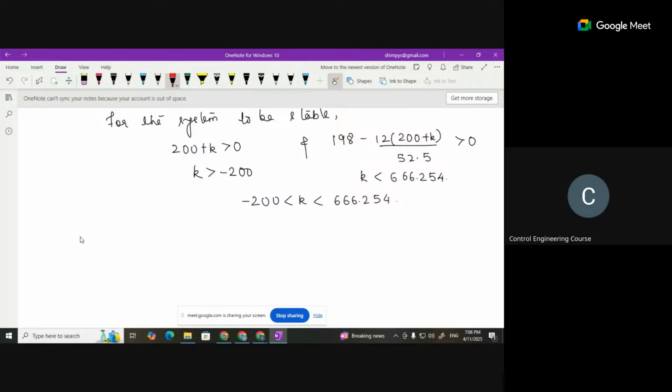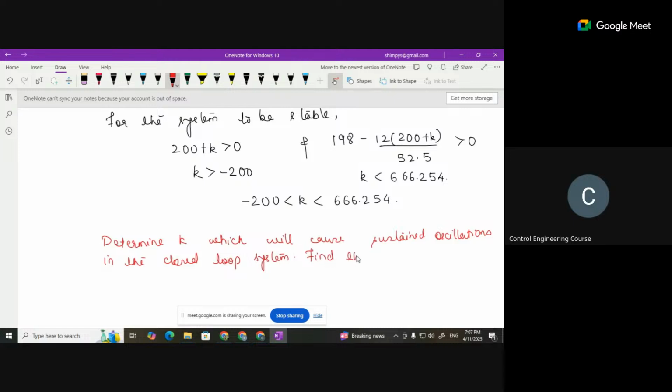For the same problem, the subpart is: you have to determine k which will cause sustained oscillations in the closed loop system, and also find the corresponding frequencies. Can you do it now?